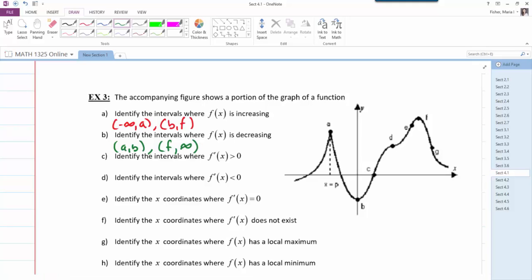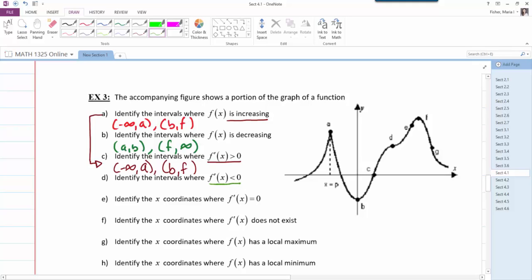Part C is asking us to identify the intervals where f prime of x is greater than 0. Well, that's the exact same thing as asking me, where is my function increasing? So the answer there should be from negative infinity to a and from b to f. Part D is asking me, where is my first derivative less than 0? Well, my first derivative is less than 0 anywhere my function is decreasing, so the answers for part B and part D will be the same, from a to b and from f to infinity.